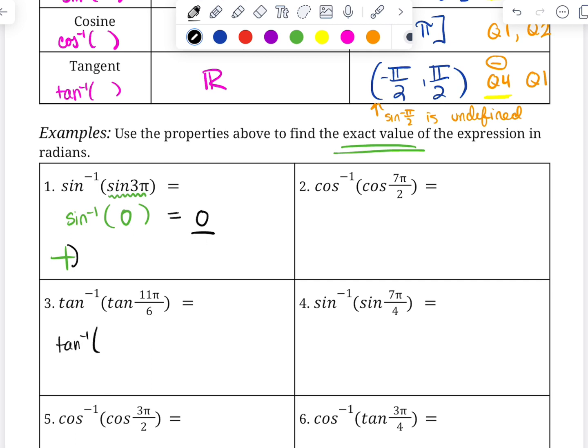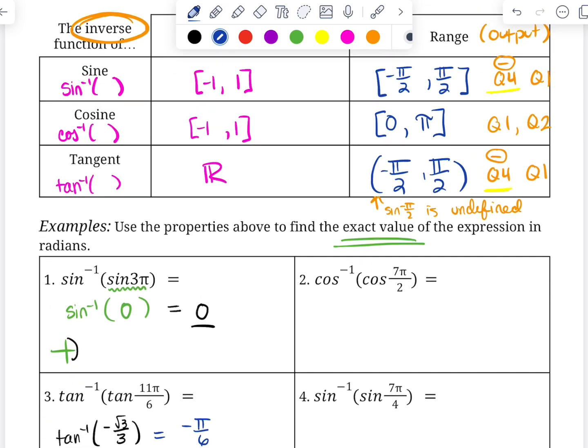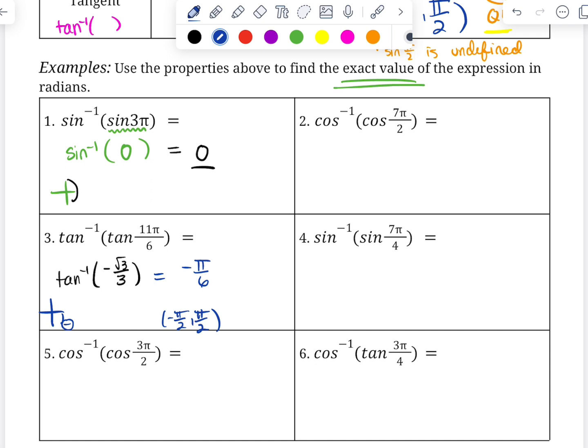Tangent inverse of tangent of 11 pi over 6. Well, the tangent at 11 pi over 6 is going to be negative root 3 over 3, okay? But I can't answer 11 pi over 6 because I'm supposed to pick an angle that lands in the 4th quadrant, that's negative. So instead of saying 11 pi over 6, I'm going to say negative pi over 6 because it lands in the 4th quadrant and it's between negative pi over 2 and pi over 2 because of my restricted output. It's all about that output.